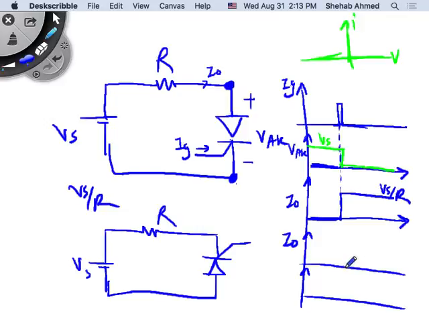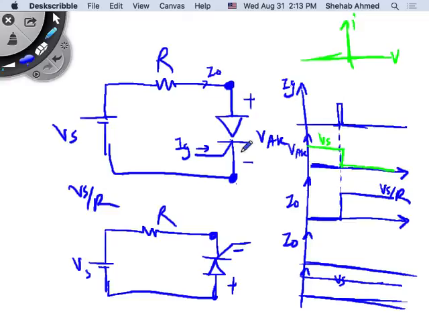It will never conduct, right? Because this voltage needs to be more positive than this, and it's never going to be satisfied. So the current will be zero, the voltage will be zero all the time. The voltage will be what? Vs. The voltage will be Vs all the time because it's always an open circuit, and the current will always be zero in that case.